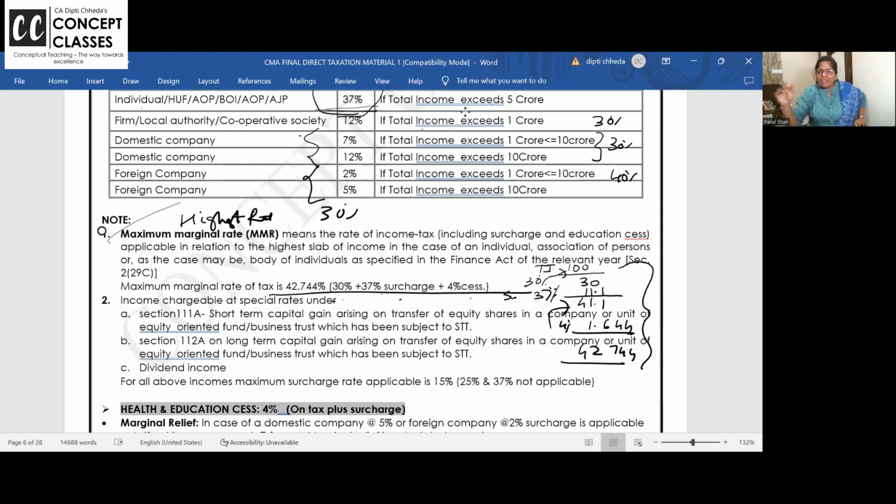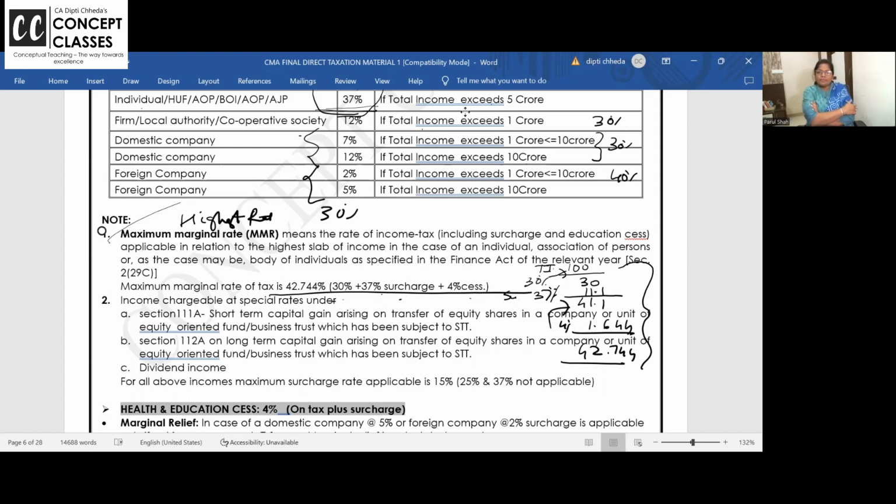30 into 1.37, whatever you get, into 1.04. You all understand into 1.04? The 4% you have to directly add in the calculator. So 42.744%. Ma'am, where do we use it?